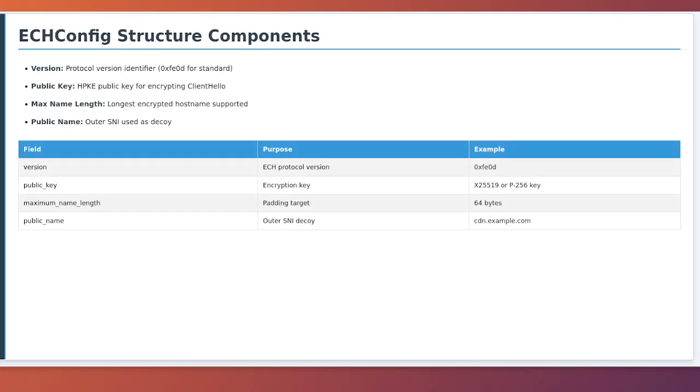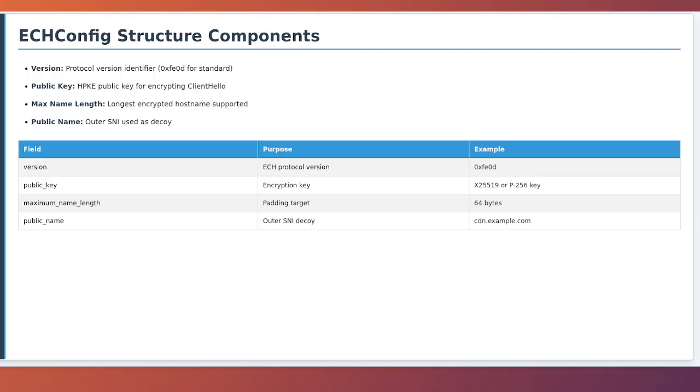ECH config structure. The ECH config, which stands for Encrypted ClientHello Configuration, is a binary structure that contains all the information a client needs to encrypt its ClientHello message. This structure is distributed through the ECH parameter in HTTPS DNS records and contains cryptographic keys, protocol versions, and configuration options. At the top level, the ECH config structure begins with a version field that identifies which version of the encrypted ClientHello protocol is being used.